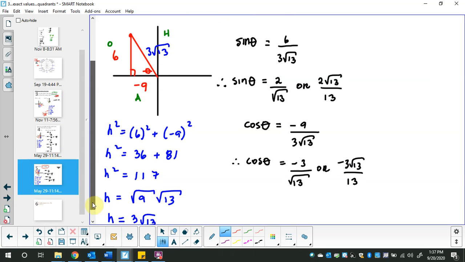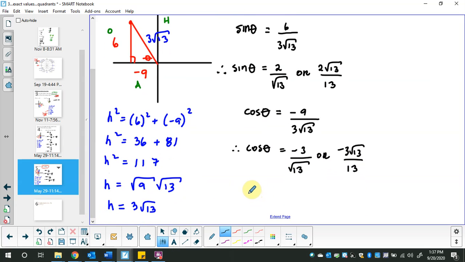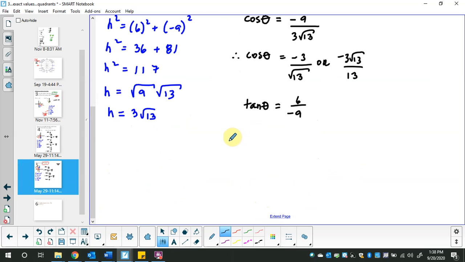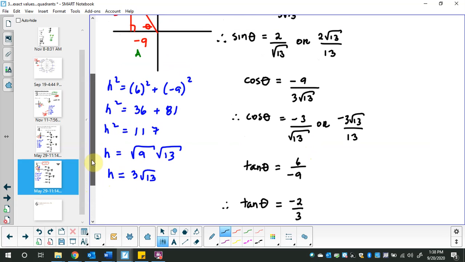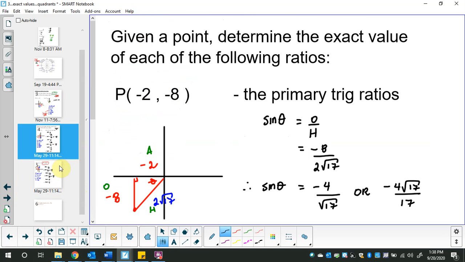And then the last one of the bunch for the primary trig ratios is tan theta, which is opposite over adjacent, not writing that down, but definitely picking opposite over adjacent, and then making it look nice. Again, this one coincidentally has no alternate version.